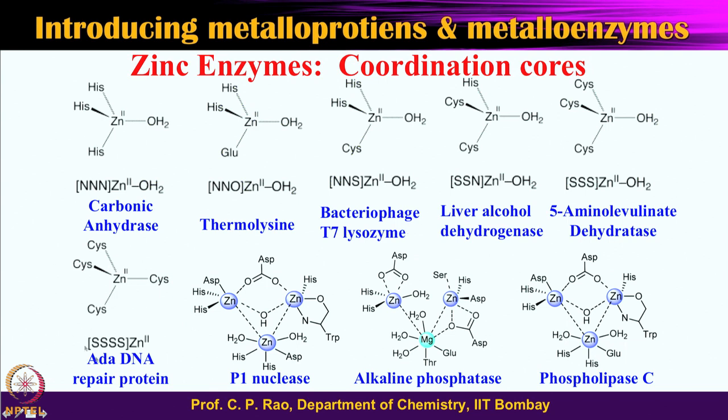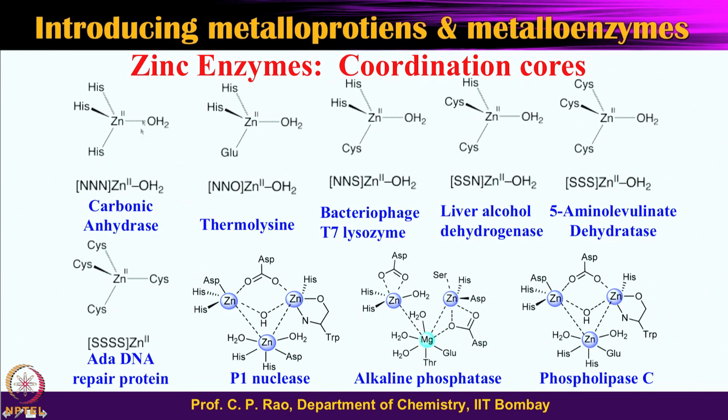This is also found in the DNA repair protein. So, here also you have 2 zinc centers, one zinc center is catalytic having 2 cysteines, 1 histidine, 1 water. The other zinc has got all 4 cysteines, and that is the structural nature. So, you can have the zinc enzymes monozinc, dizinc or trizinc, etc. Now, let us go one by one.